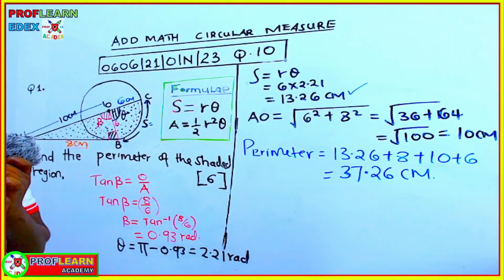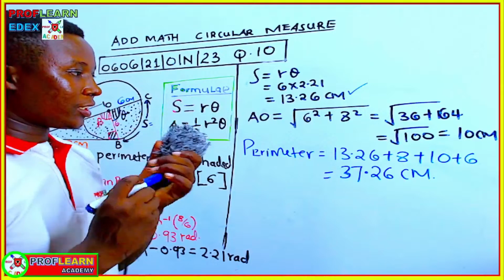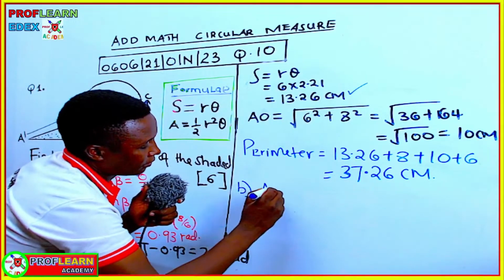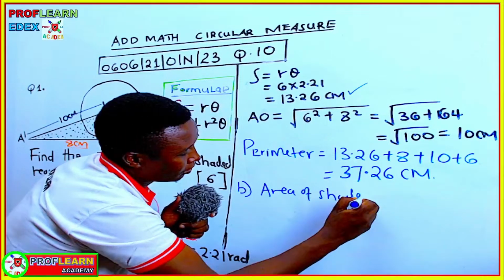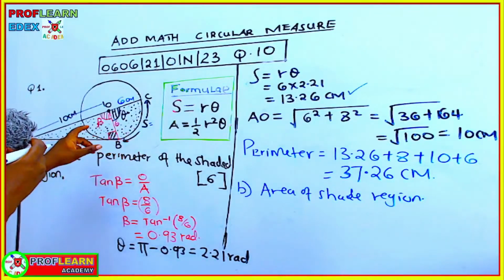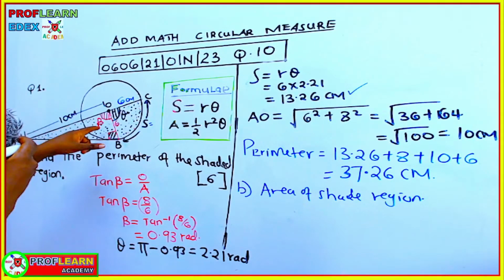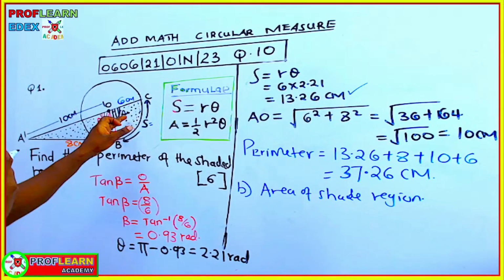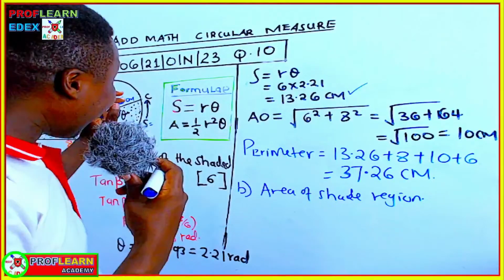Okay, now once we have this perimeter, the next question of interest is the area of the shaded region. Now, in order to work out the area of this shaded region here, I'll work out the area of the right angle triangle, then add the area of this particular sector I have at this given point. So I'll add the area of the triangle, then I add the area of the sector.